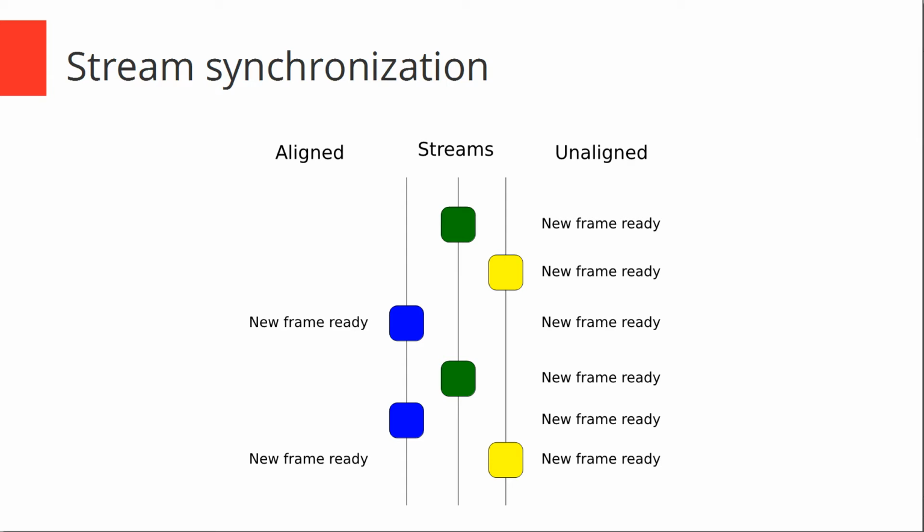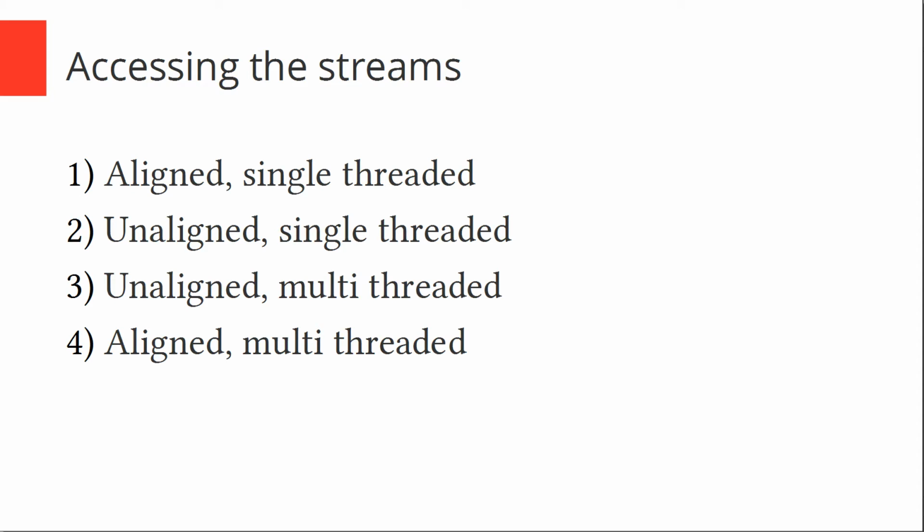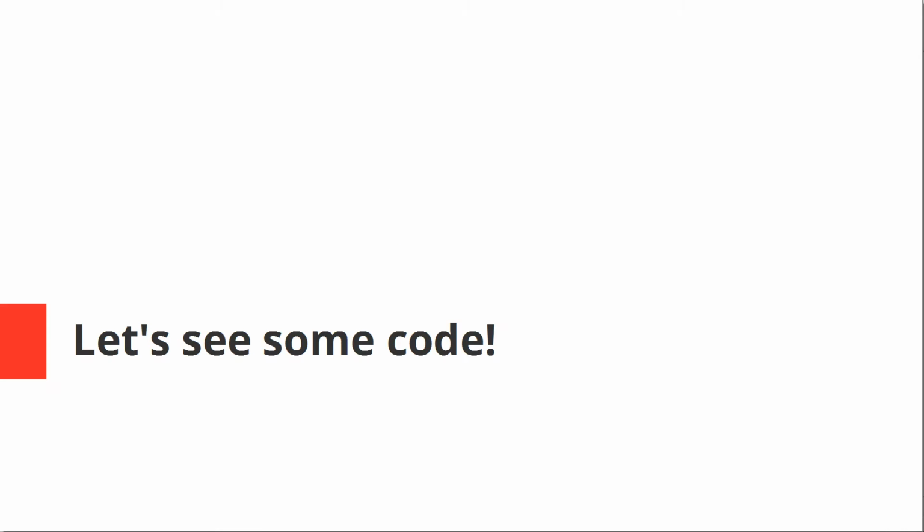If you want to combine the information from two or more streams, then you should use the aligned method. If you just want to get independent information from the streams as fast as possible, then you can use the unaligned method. Now I'm going to show you the code in 4 examples. The first two are going to be a single-threaded application that shows how to get access to the images using the aligned and the unaligned methods. In the next two examples, number 3 and number 4, we're going to be using the same techniques but in a multi-threaded application. Let's see some code.